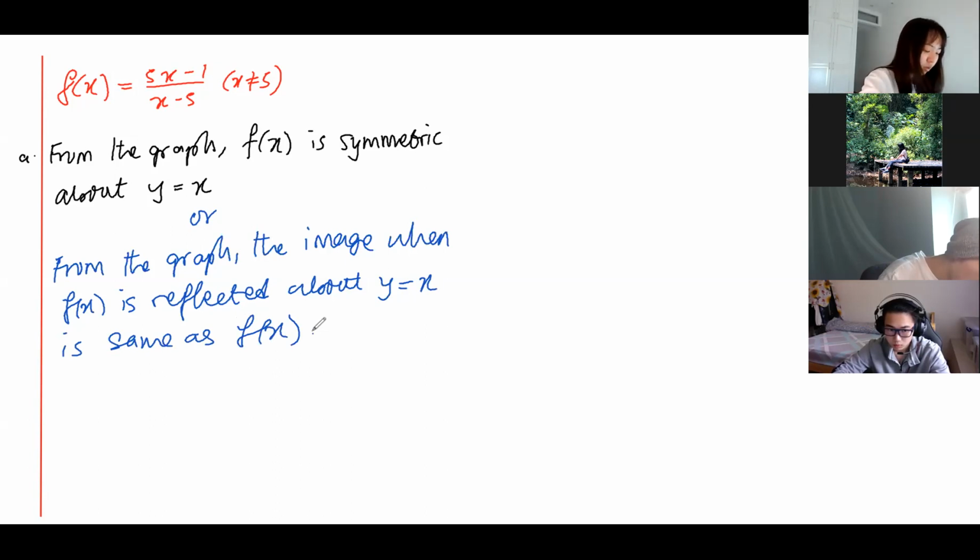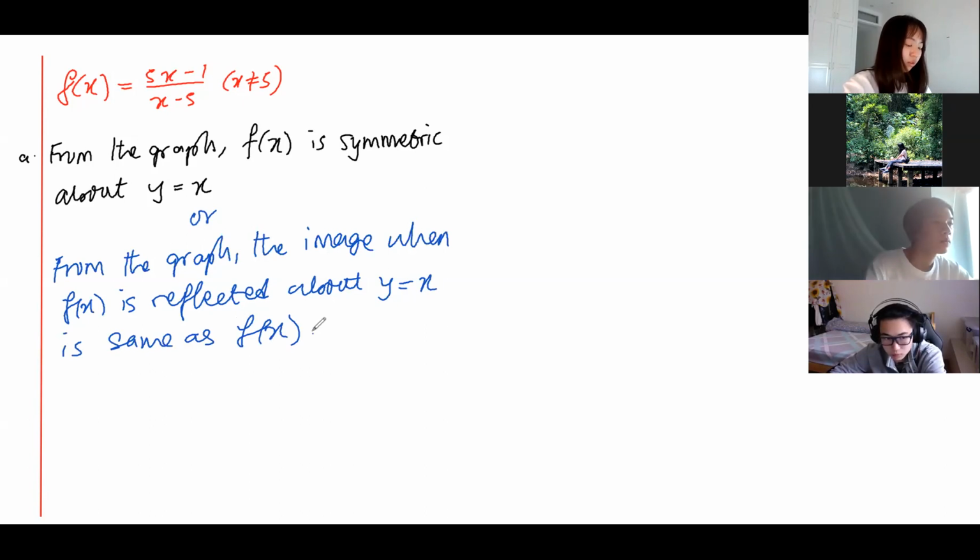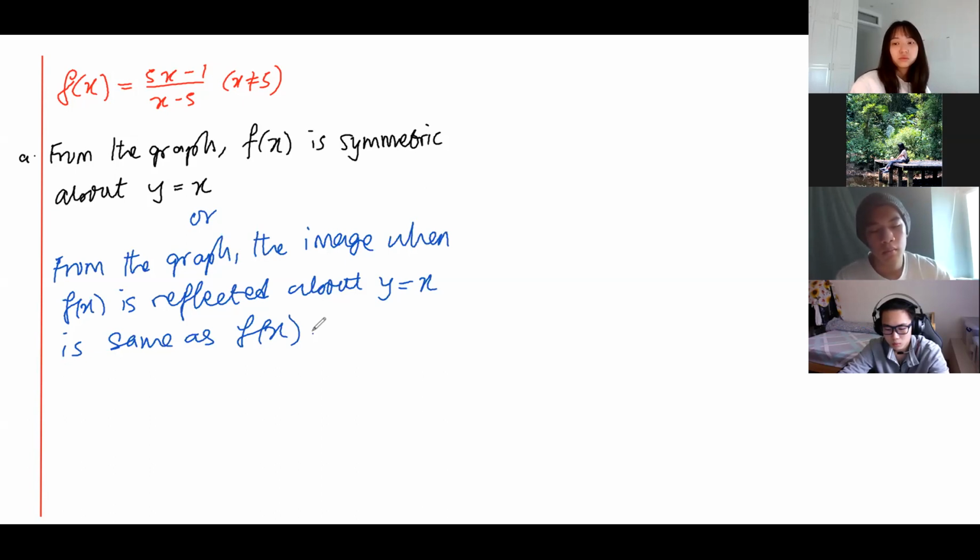Because a function and its inverse on the graph are such that one is a mirror image of the other. In this case, we discover that the image and the object are exactly the same. So the object is cut across the line, then we realize the image of 50% of it is exactly the object itself. So that's what we mean by it is symmetric about y equals x.